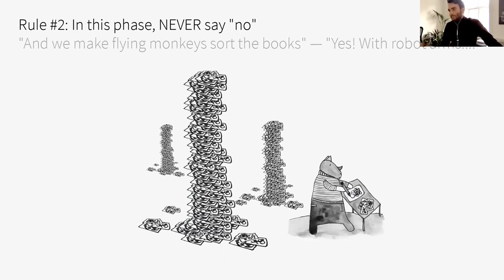basically the same thing. Don't ever say no. If someone says, let's make flying monkeys sort the books in the library, don't say no, just say yes. We give them robot arms and they can sort all the books in no time. And I know this sounds silly if you're a rational human being, and that's okay. That just proves that you are of a sound mind.